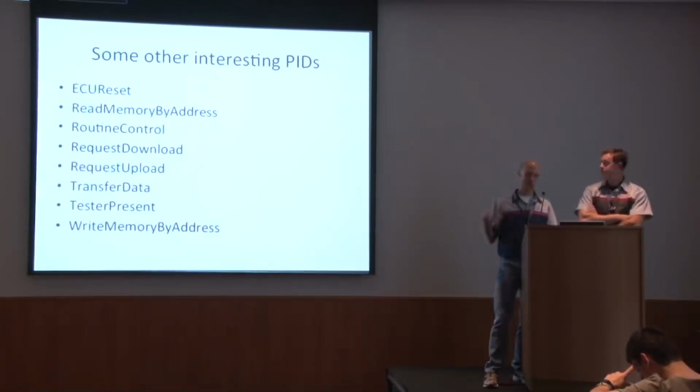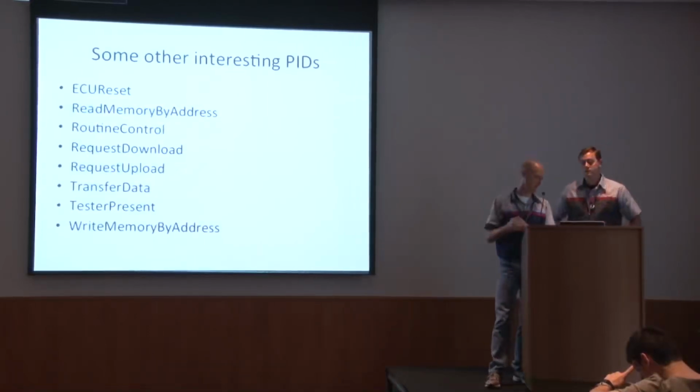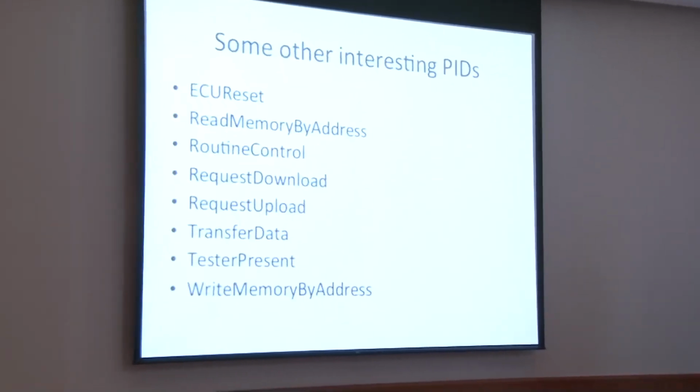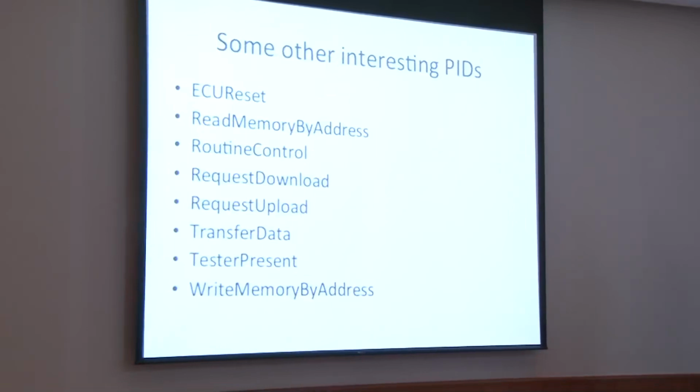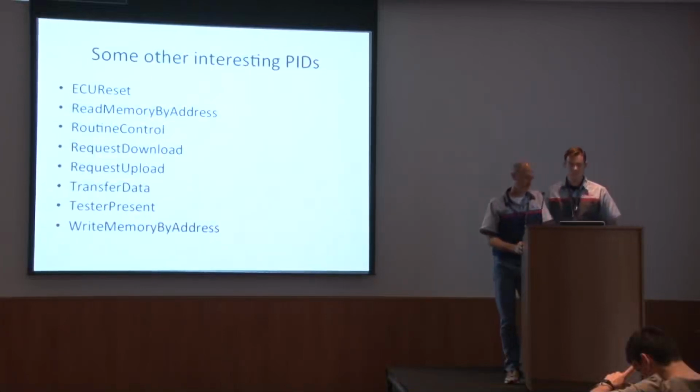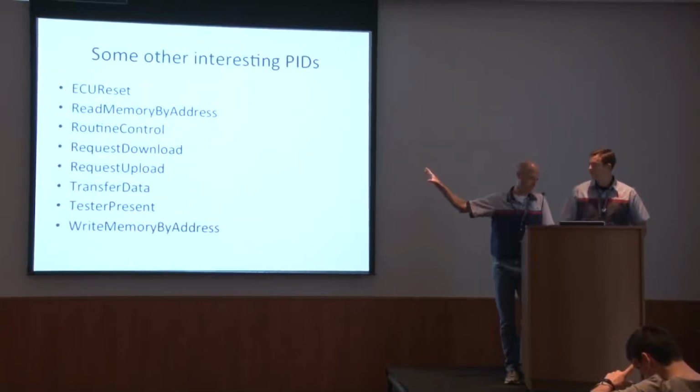So there's lots of other ones besides the ones we've talked about. Read memory by address, request download, transfer data, write memory by address. When you read the document, you think this is going to be very easy. I can just read the memory, I can figure out what to do, and I can write the memory. I'll be done. But at least our cars, the ECUs basically do not implement almost any of these.